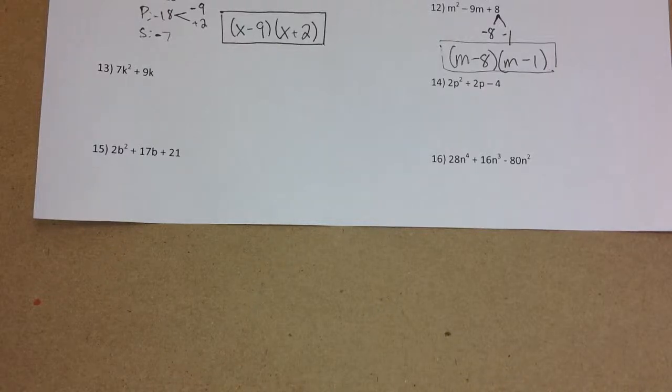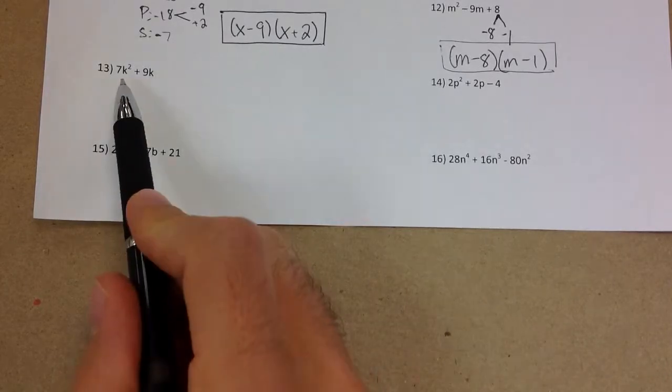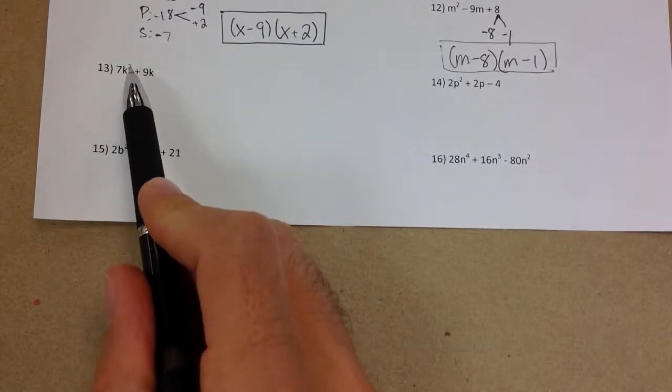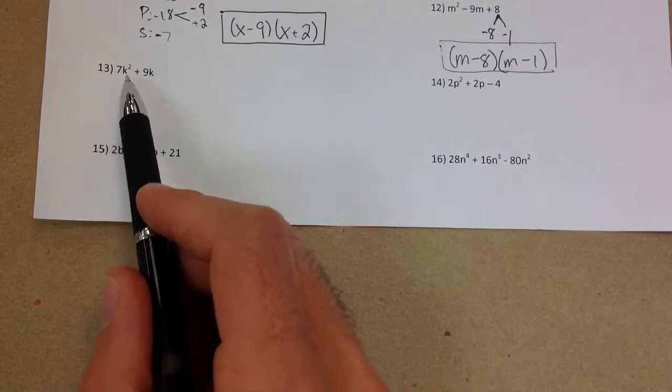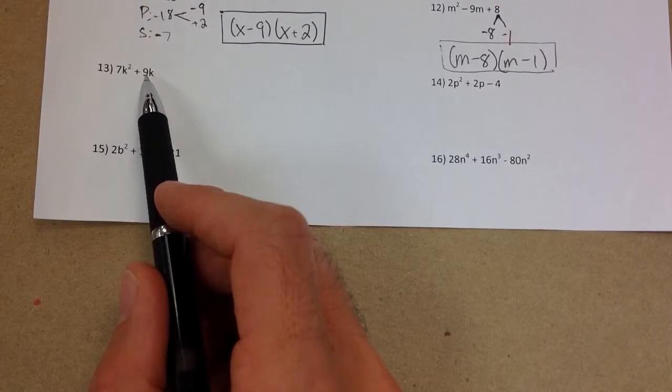This is a video on factoring quadratic expressions. We'll start with a quadratic binomial. It's quadratic because the highest exponent on a variable is 2. It's a binomial because you have two unlike terms.